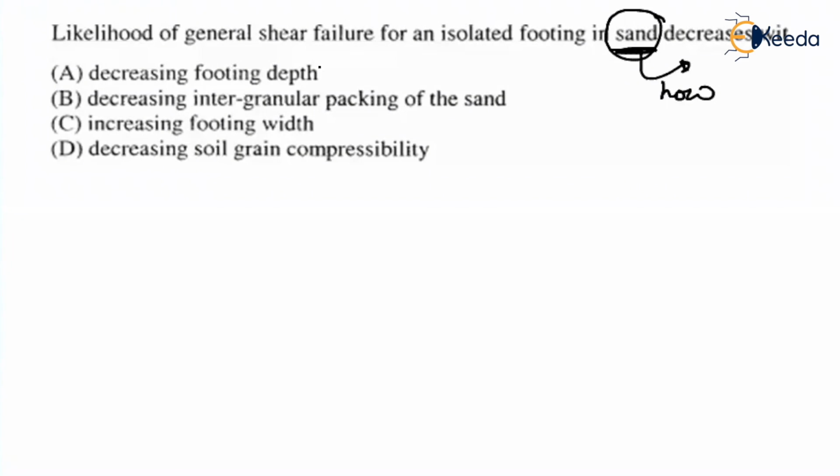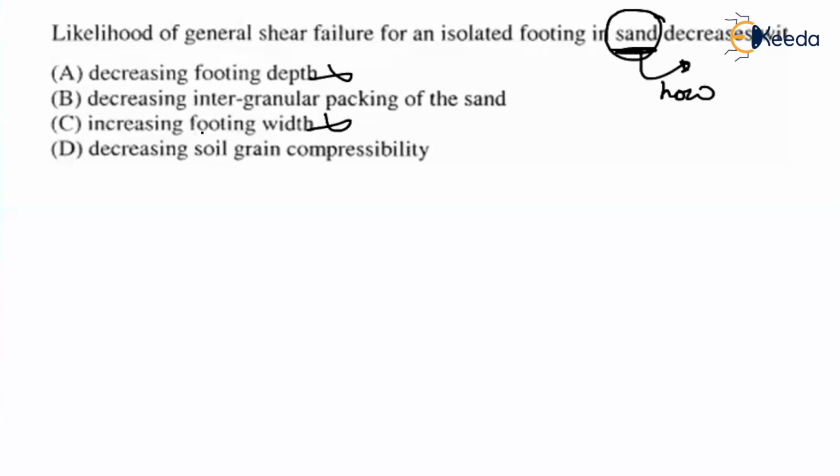Is it if you decrease the footing depth, if you decrease the intergranular packing of the sand, if you're decreasing the width, if you're decreasing the soil compressibility? So on what factors will it depend? General shear failure and local shear failure are soil properties, happening in the soil itself. That depends upon the type of the soil, not upon the type of the footing, like how much depth of the footing. The type of the failure depends upon the type of the soil. That means it does not depend upon the footing. So we can eliminate this factor, and this factor.